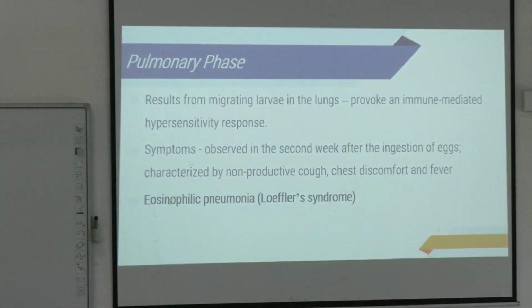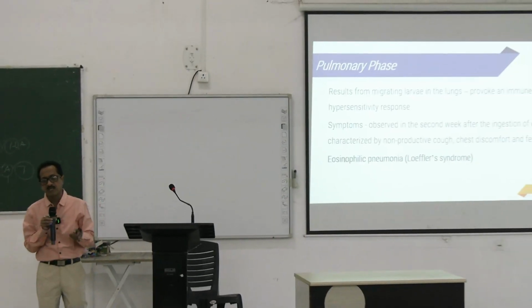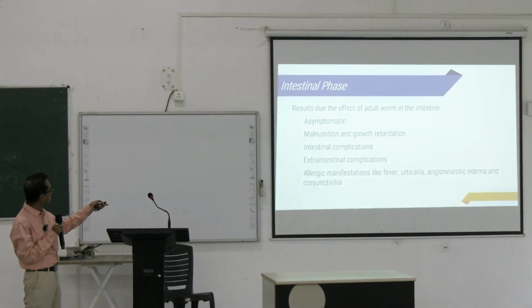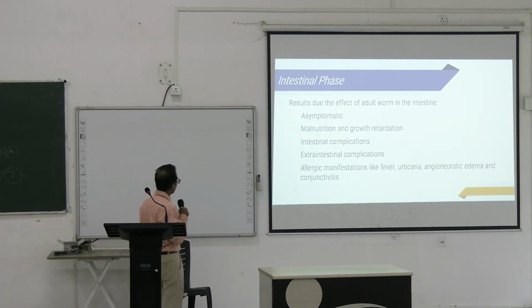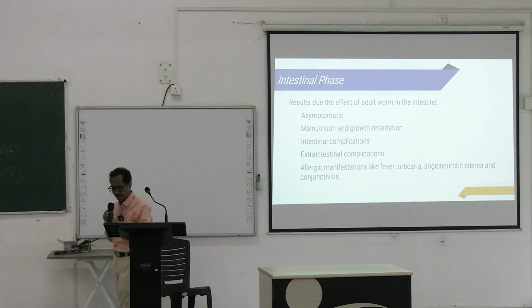What will you get in the peripheral blood smear in Loeffler syndrome? There will be eosinophilia. Eosinophilic pneumonia is already there, so you will get eosinophilia in the peripheral blood. The patient may present with shortness of breath, and it is a hypersensitivity response. The intestinal phase may be asymptomatic. Intestinal complication, allergic manifestations like fever, urticaria and angioneurotic edema.